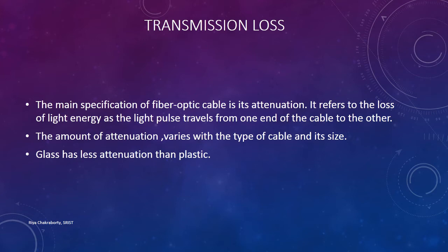The main reason for the loss in light intensity over the length of the cable is light absorption, scattering and dispersion. The amount of attenuation varies with the type of cable and its size. So, attenuation depends upon the type of cable and its size, remember it. And glass has less attenuation than plastic. So, glass is used because its transmission loss is smaller than plastic.